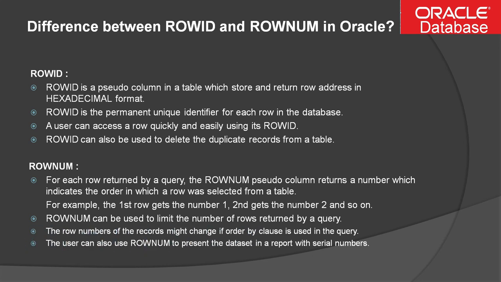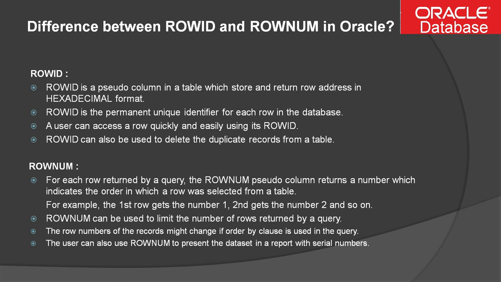Now row num can be used to limit the number of rows returned by the query. So in the where clause you can make use of row num to restrict the number of rows returned by the query. Now next, the row number of the records might change if order by clause is used in the query. So if you use order by clause in your query, then the order in which you are selecting the records may change accordingly. That row num will get changed, right, for each row.